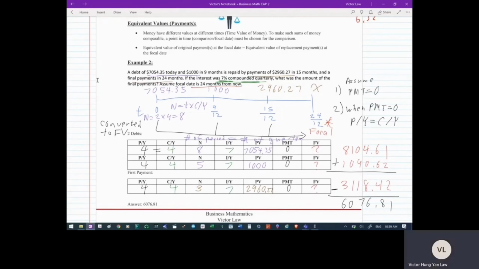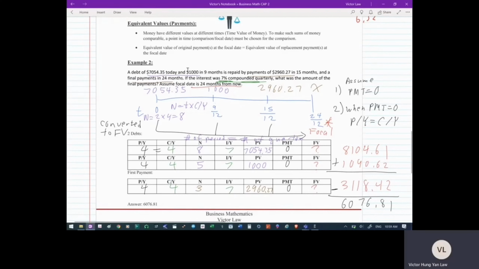So our first step is drawing the timeline. In the diagram here, we have a timeline. We have 2 debts and 2 payments. The first debt is $7,054. That's today, so at time 0, we have $7,054. And then we have a second debt 9 months from now, and that's $1,000. 9 months from now is 9 over 12. So when t equals 9 over 12, we have a debt of $1,000.